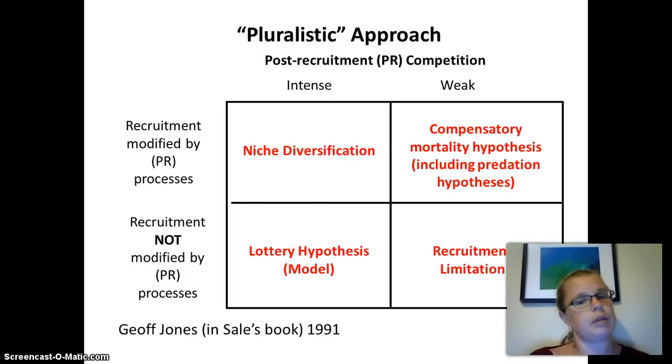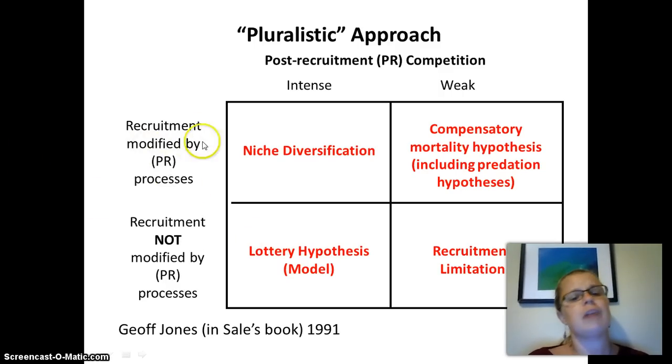So as you'll recall, we talked on Wednesday about how most likely it's really multiple hypotheses, multiple effects that are causing the maintenance of diversity in any one system. That's what the pluralistic thing is about, that there's more than one of these hypotheses happening. But you can look at what's happening with recruitment, with competition, with predation, and get some idea of which of these models might be the most important.